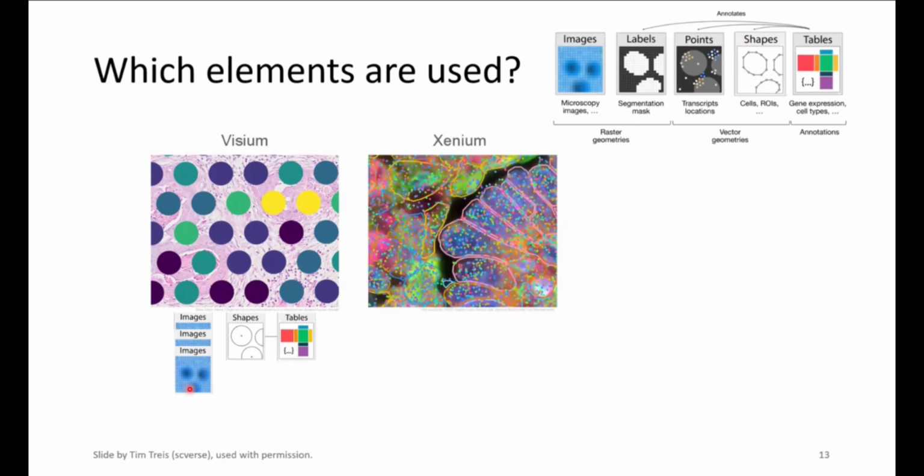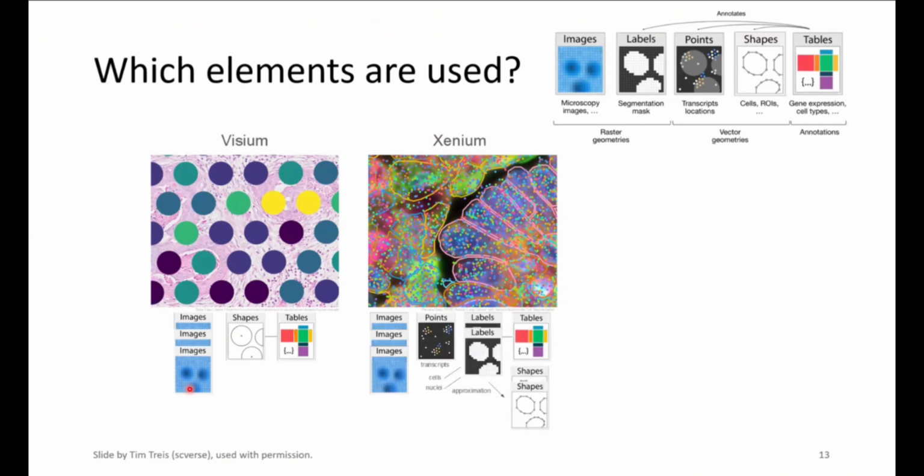We can ask the same question about a Xenium dataset. Here you see the segmented cells. There's an image of DAPI in the back, I think, and you can also see transcripts. So which spatial elements would you use here? The answer was all, and I think that was perfectly right. You can use everything here, right?